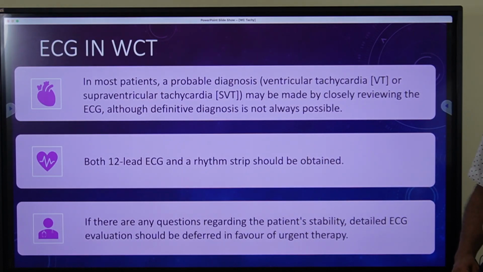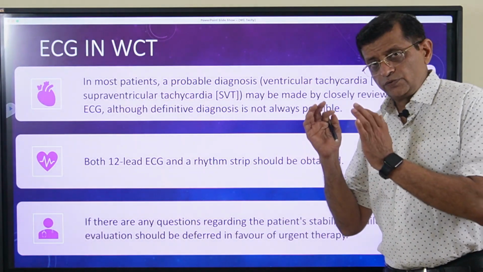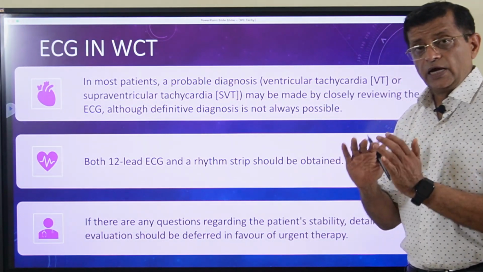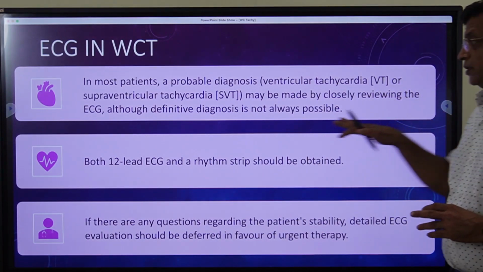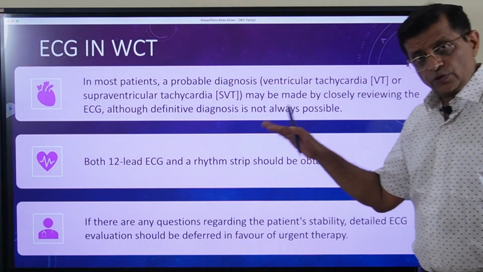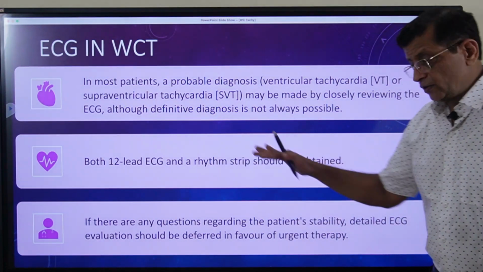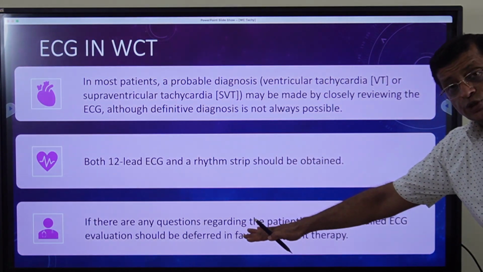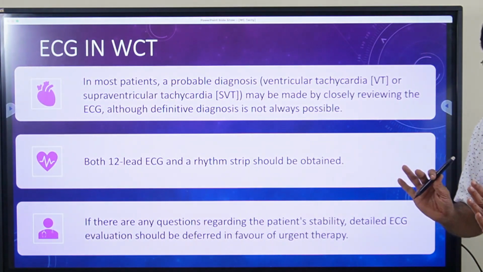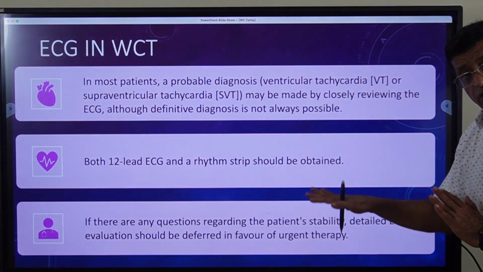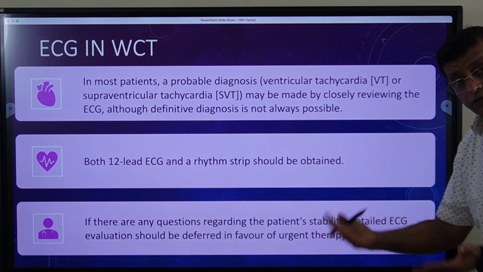In most patients, the first step is you make up your mind as to what is the initial diagnosis. Is it VT, is it looking like VT clinically as well as ECG wise, and by closely looking at the ECG, and definitive diagnosis will follow later. 12 lead ECG and a rhythm strip. If you think that the patient is borderline hemodynamically unstable, then detailed analysis of ECG can wait. The patient requires urgent cardioversion.